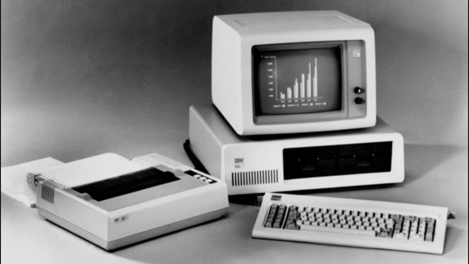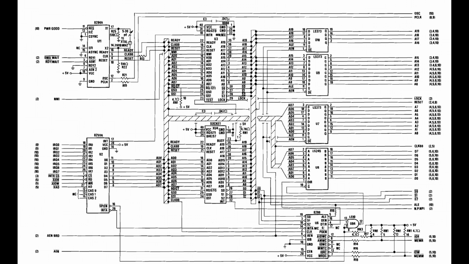So this story starts when IBM decided to create the IBM PC. This original IBM PC official name was the Model 5150. So let's have a look at what is inside this IBM PC. By the way, you can find all those pages in the IBM 5150 Technical Reference Manual.